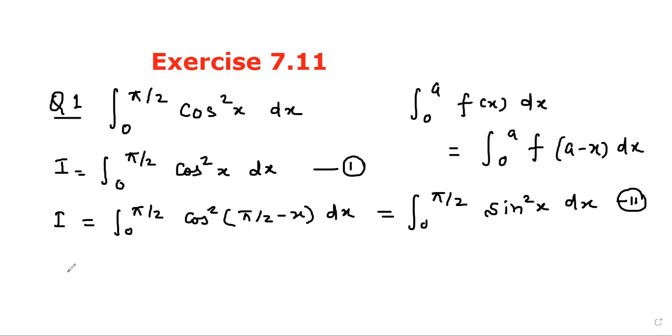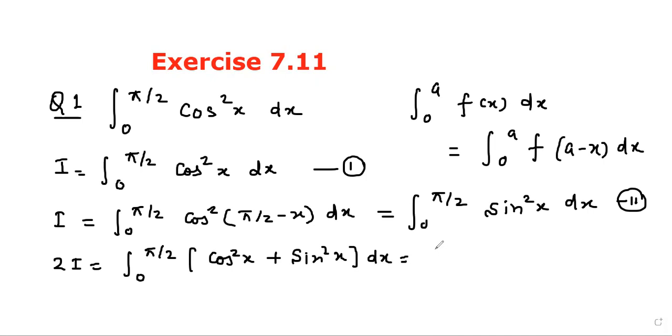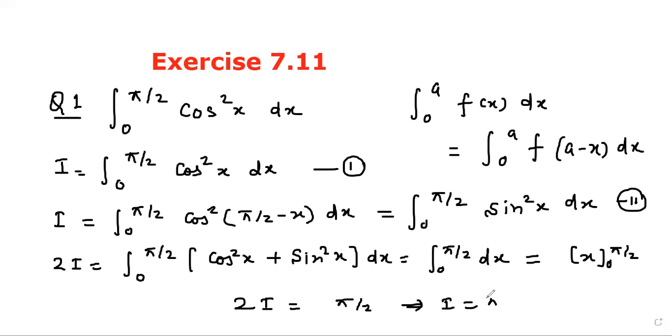So if we add 1 and 2, we will get 2I equals integration from 0 to pi by 2 of (cos square x plus sin square x) dx. Cos square x plus sin square x will become 1, so it will be dx. So 2I equal to integration from 0 to pi by 2 of dx. If we integrate it, dx will become x, limits 0 to pi by 2, which will give 2I equals pi by 2, implies I equal to pi by 4.